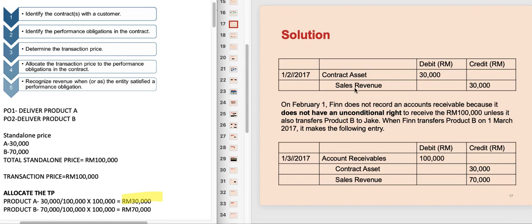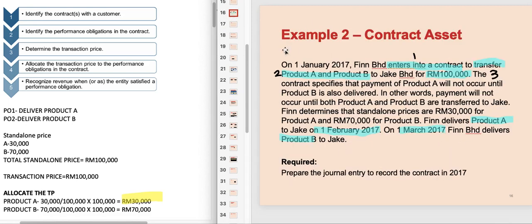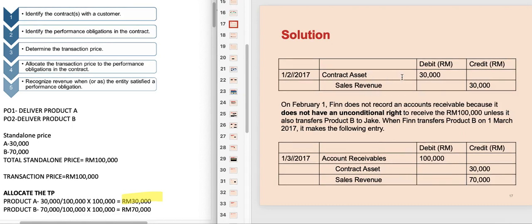So at this time, when we have fulfilled the PO, we have to debit contract asset because we are not entitled to receive the payment yet. Okay, so on 1st March we have delivered product B to the customer. Therefore, we will close contract asset, we credit 30,000, and then revenue for product B is 70,000 here, so we credit 70,000 and the customer needs to pay 100,000. So we debit account receivable because we have not received the cash yet. Therefore, on this date, the customer is owing us 100,000. Alright, to be continued.